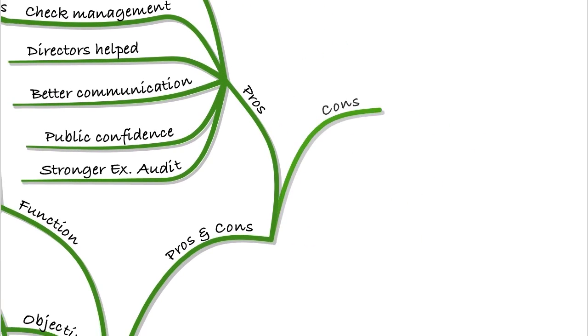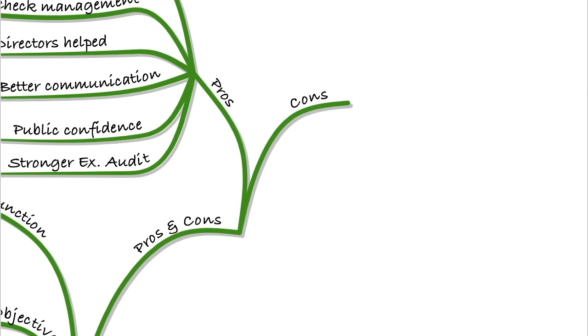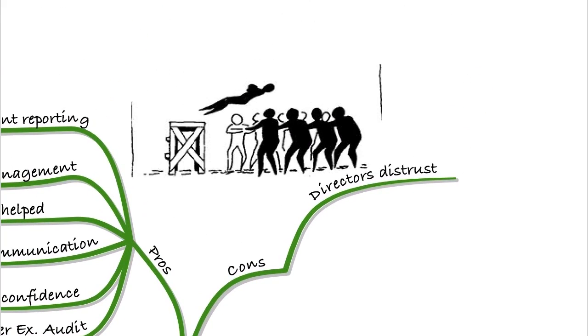There are some downsides, mostly around the fact that the directors may distrust the non-executive directors on the audit committee. They may feel that the non-executive directors don't know what they're talking about. Now, that may not be the case, and it's down to the executive directors and the non-executive directors to come together to make sure that each understands the role of the other. But you may find that the executive directors don't like having the audit committee there.